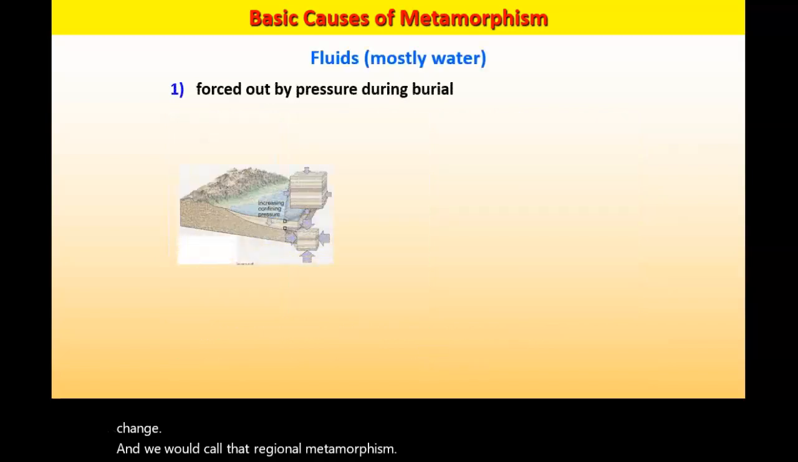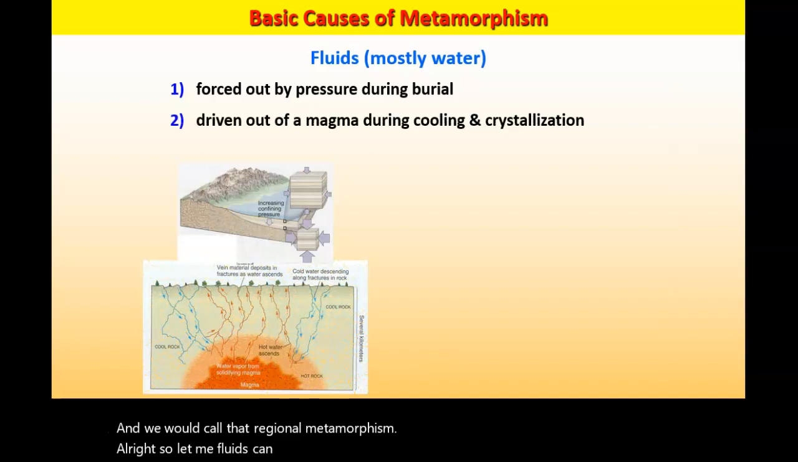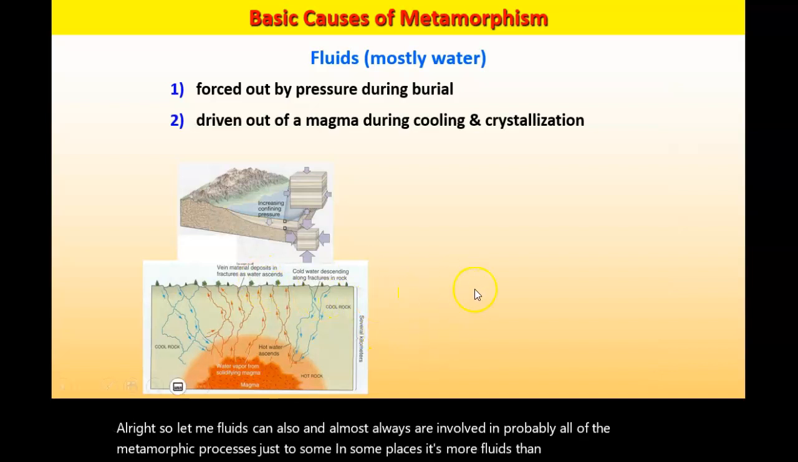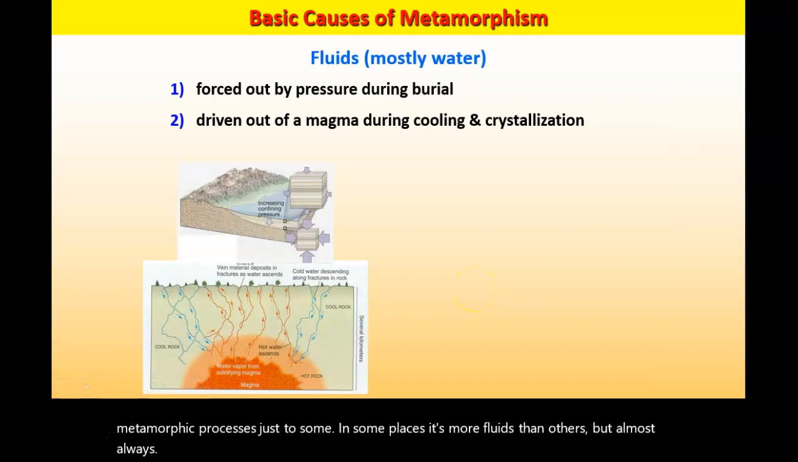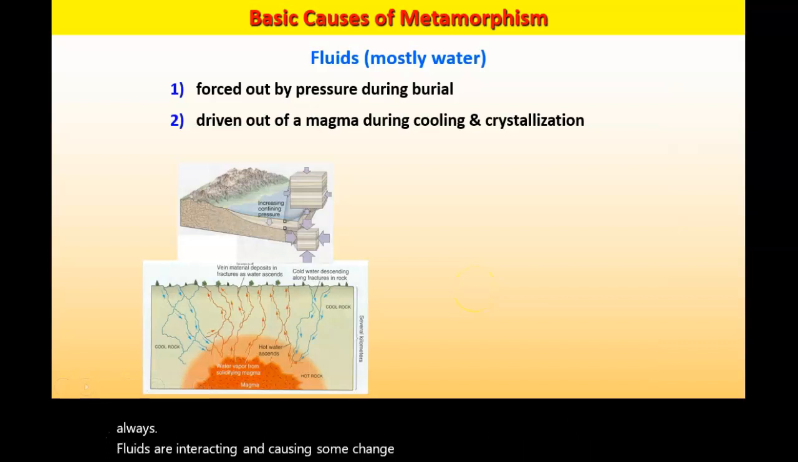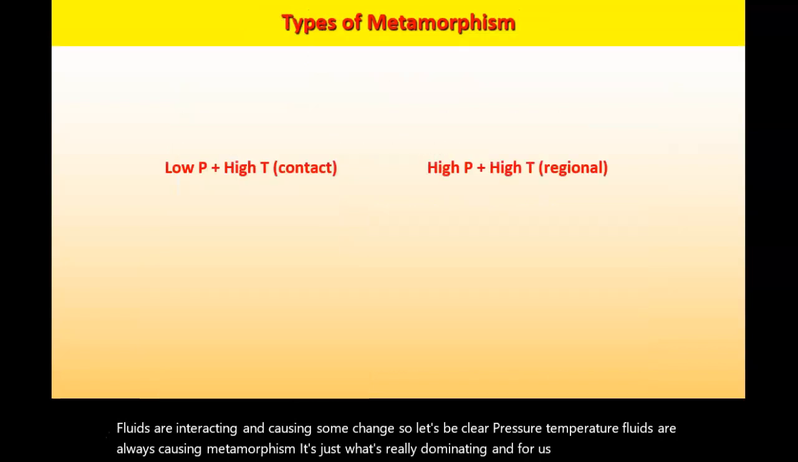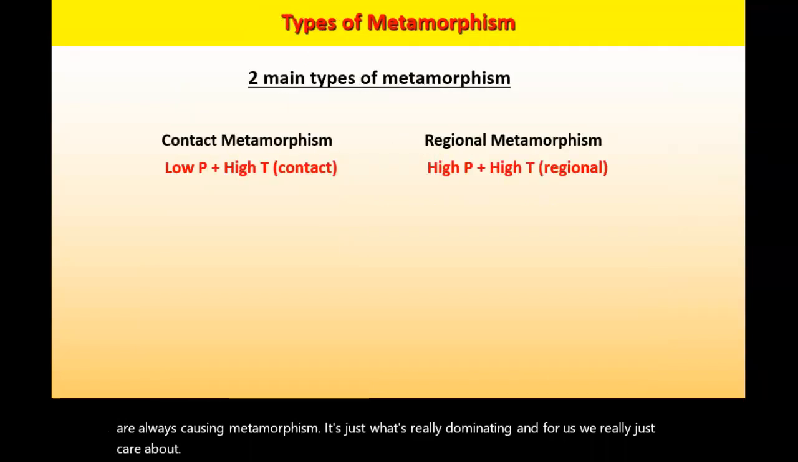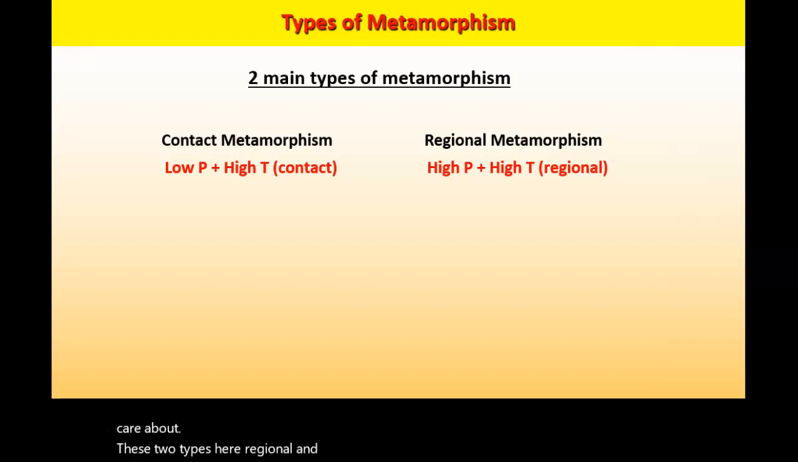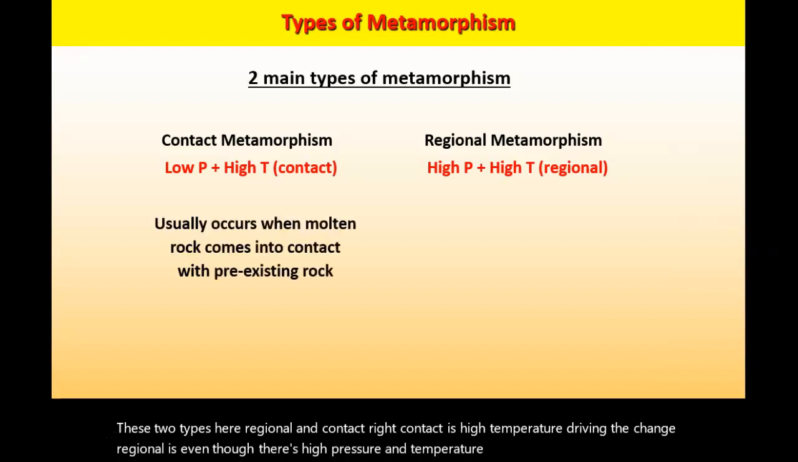All right, so fluids can also and almost always are involved in probably all of the metamorphic processes, just in some places it's more fluids than others, but almost always fluids are interacting and causing some change. So let's be clear, pressure, temperature, fluids are always causing metamorphism. It's just what's really dominating. And for us, we really just care about these two types here, regional and contact. Right? Contact is high temperature driving the change. Regional is, even though there's high pressure and temperature, it's the pressure that's doing the changes.